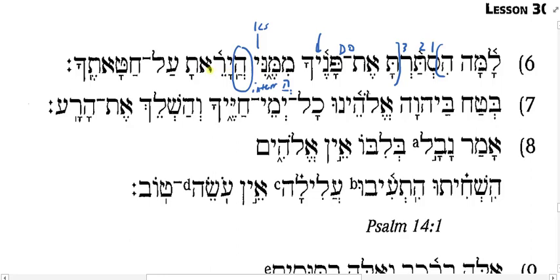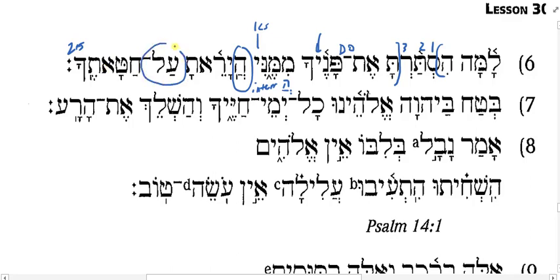This is just the cal perfect 2ms from yare, which means it's a stative verb, to be afraid. Now make it a question. You were afraid? Or were you afraid? So were you afraid? Al chatatecha. Okay, yeah, so whose sin are we talking about? Chatatecha. Yeah, that's a 2ms pronoun, so your sin.